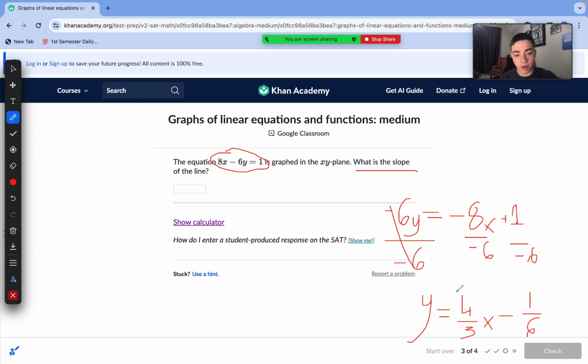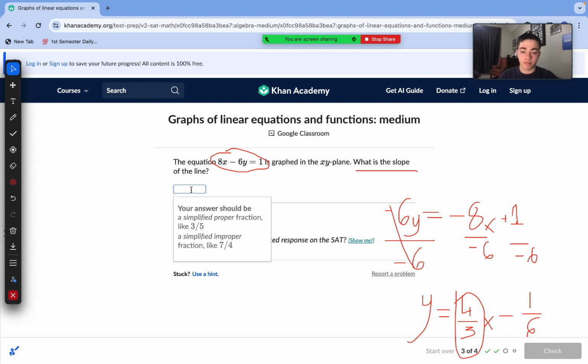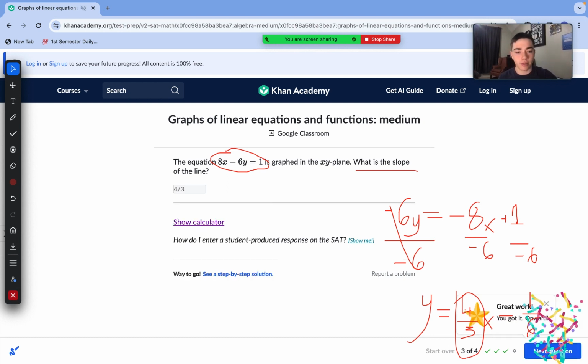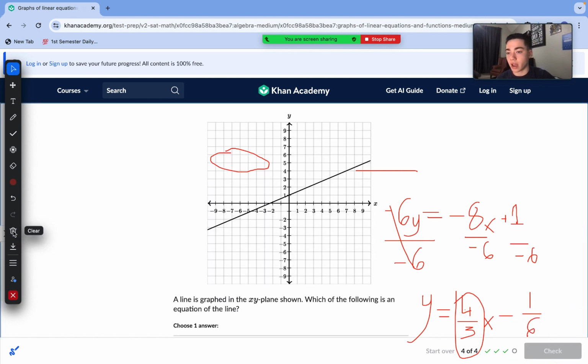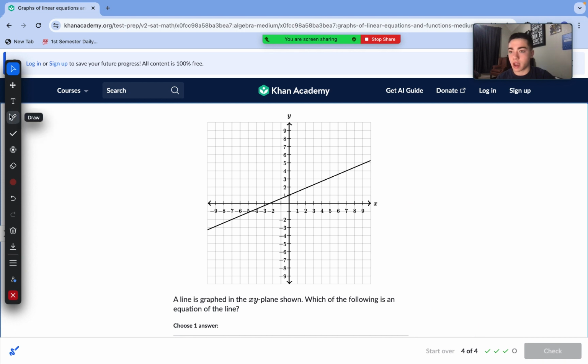So our slope, they're only asking us for the slope here, so we can just take 4 over 3 as our answer. Some of these questions are going to ask for the full equation, and that's where we'd have to put y equals 4/3 x minus 1 over 6. So be on the lookout for that. On to our last question here.